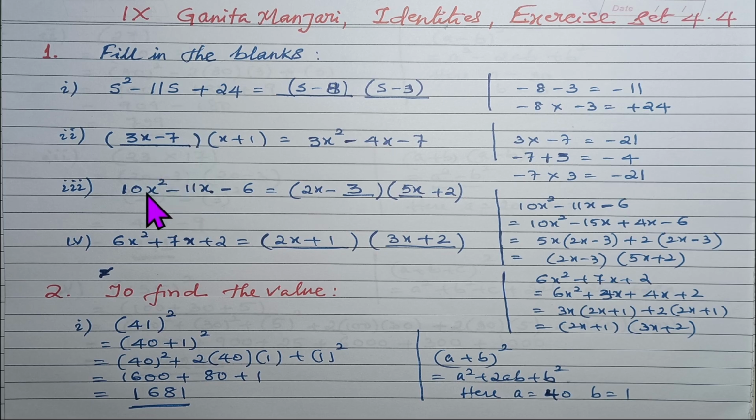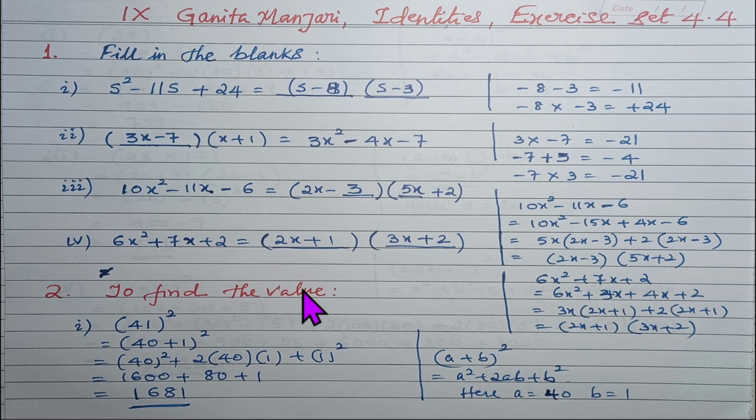Now the third example is 10x square minus 11x minus 6. Again here I have simplified 10x square minus 11x minus 6 by the middle term splitting method. I have got 2x minus 3 and 5x plus 2 as the factors. So therefore the factors are 2x minus 3 and 5x plus 2. Now the next example is 6x square plus 7x plus 2. We have to find the factors here again by the middle term splitting method. I have found out the factors are 2x plus 1 and 3x plus 2. So that is how we can find out the factors and fill in the blanks there.